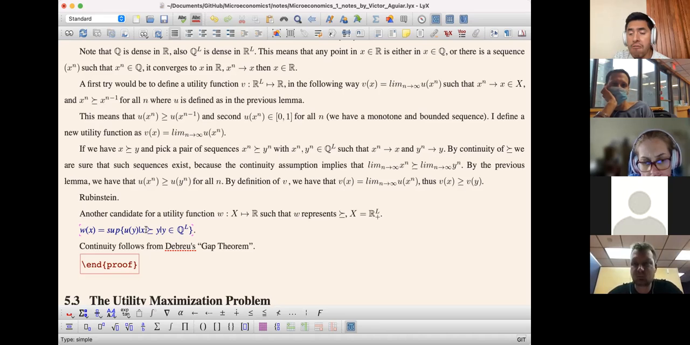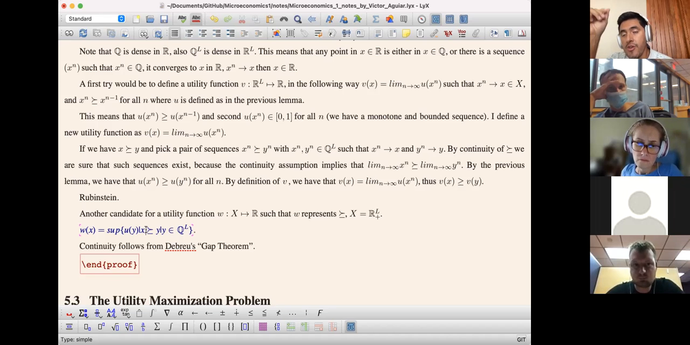And that is always well defined. You don't need to take weird sequences, and you don't need to assume anything here. The supremum in this case always exists. It's a nice result because u is bounded; remember, it lives between 0 and 1. So this is well defined. You get W of x, and it's very easy to show that this represents the preferences. You can do it yourself. And continuity from this construction follows from something called Debreu's gap theorem.